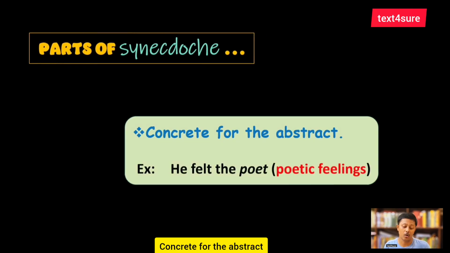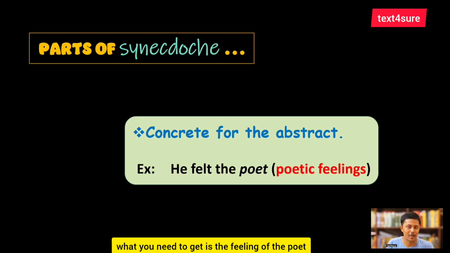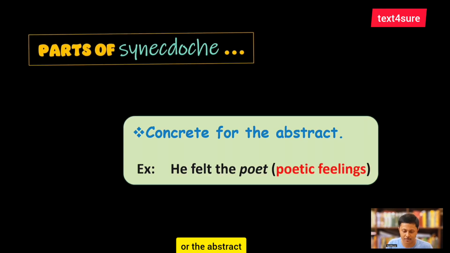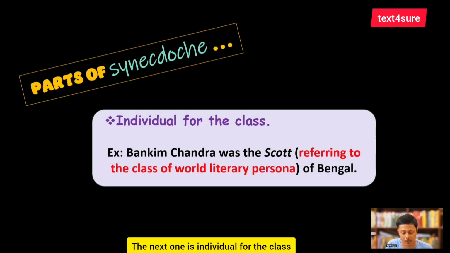Concrete for the abstract, on the other hand: "He felt the poet." See, poet is a concrete aspect, but the abstract meant is the poetic feelings. You cannot feel the poet, you can feel the poetic feeling. Whenever you read a poem, what you need to get is the feeling of the poet. In that way, the concrete is mentioned, but the abstract is referred to. So this is an example of synecdoche, and it belongs to the part of concrete for the abstract.